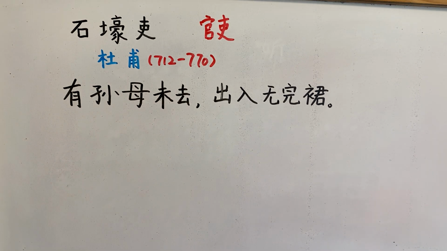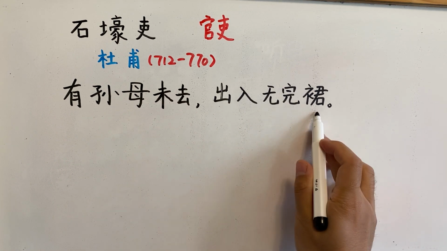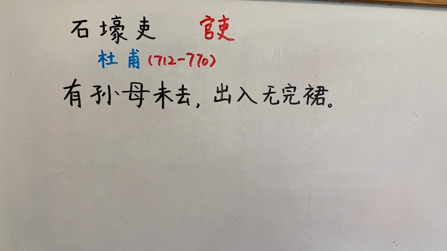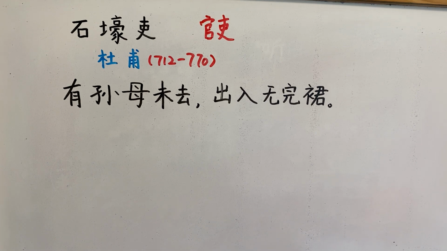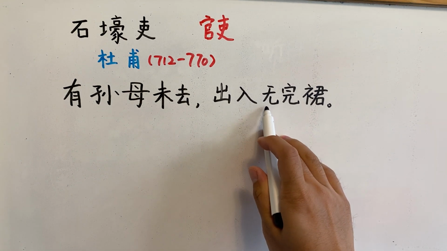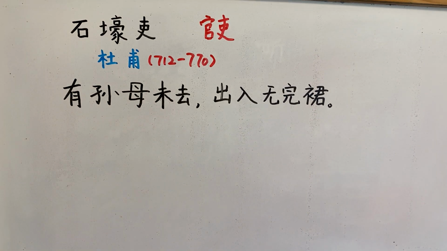有孙母未去，出入无完裙。出入, 出 means out, 入 means in, out and in or in and out, right? Inside the house or outside the house. 出入。无完裙, 无 means we don't have or there is no. 无完裙, 完 means a complete, or we don't have one decent. Decent what? 裙. In ancient Chinese, 裙 means trousers or pants. But in modern Chinese, 裙 means skirts.